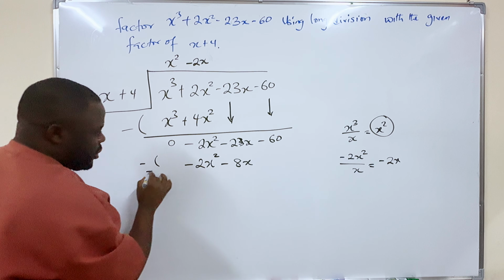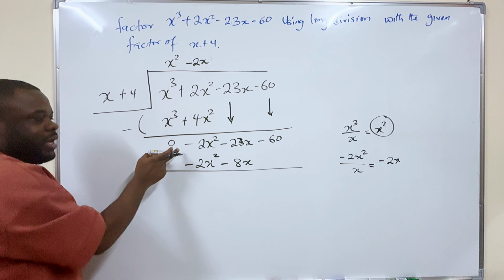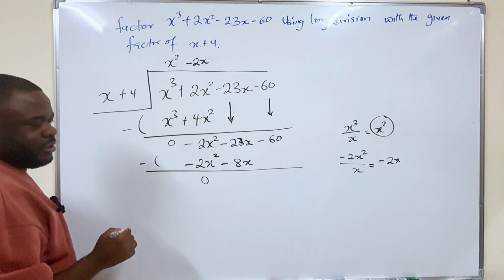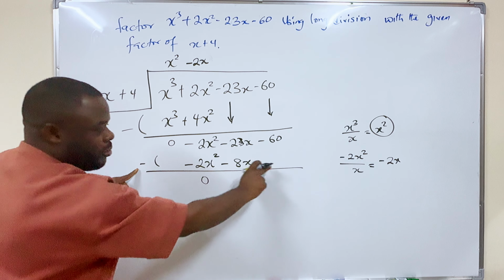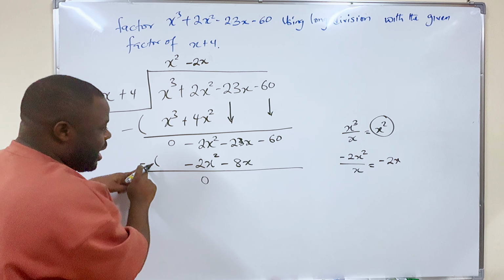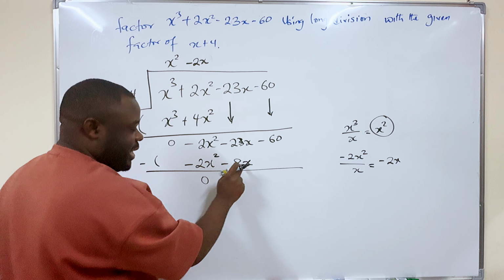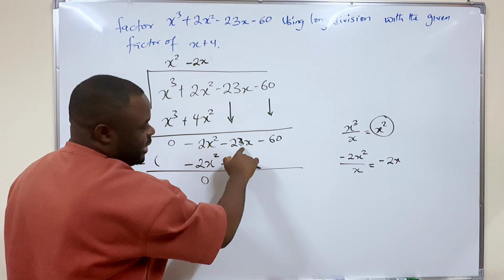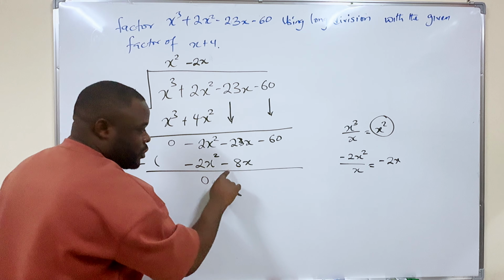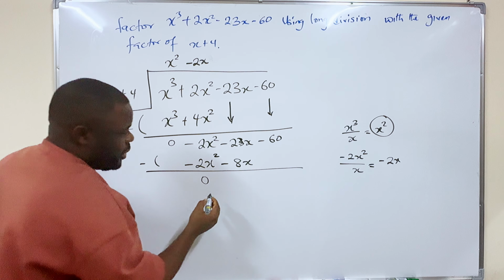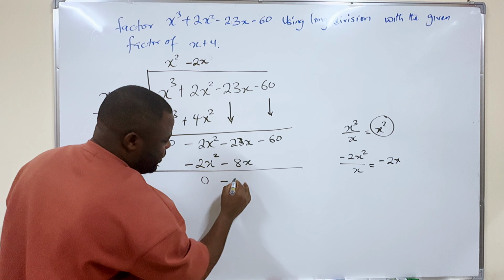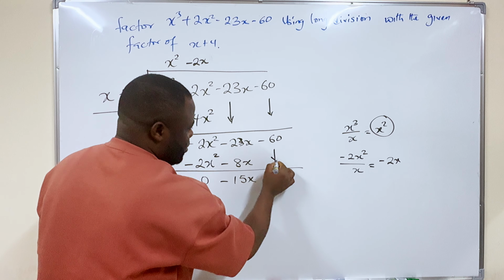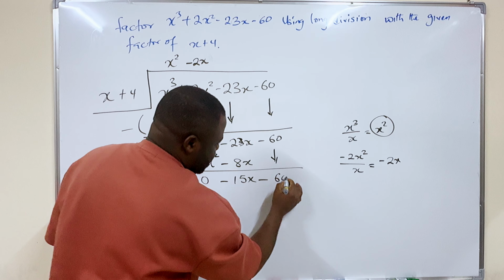What do you do again? You subtract. So negative 2x squared minus negative 2x squared is going to give you 0. Or you can use this minus to multiply everything here, so minus multiplied by negative 8x is going to give you positive 8x. So negative 23x plus 8x is going to give you negative 15x. Then you bring this down, so this will give you negative 6.